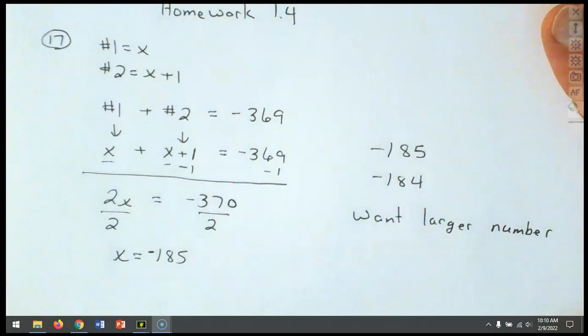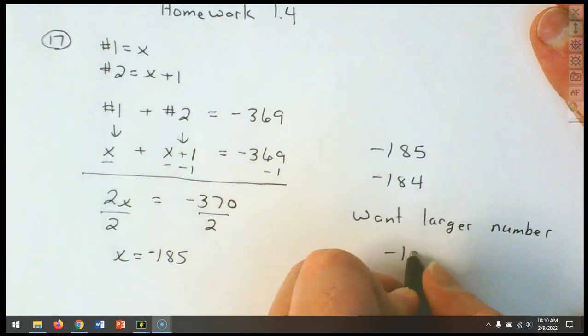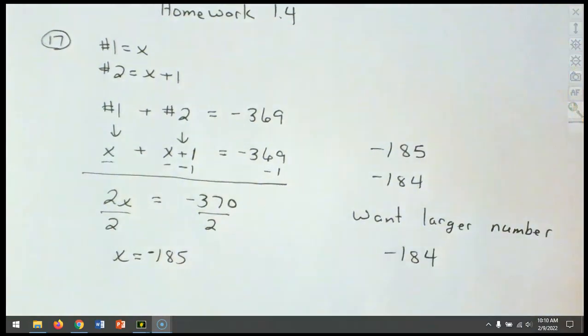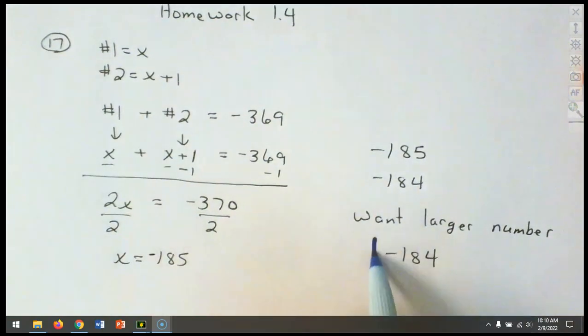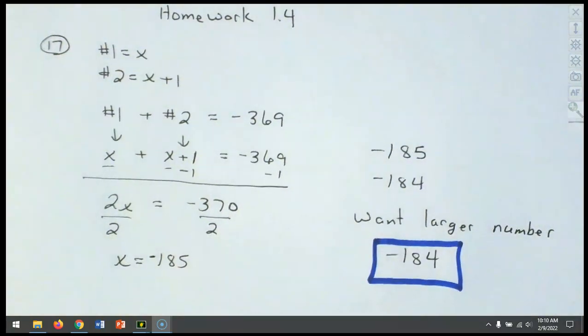And which one of these is really larger? Which one of these is closer to 0? Negative 184. So what would my answer be for the larger number? Negative 184, right? Because it's closer to 0. Make sure you're careful with those negatives there.